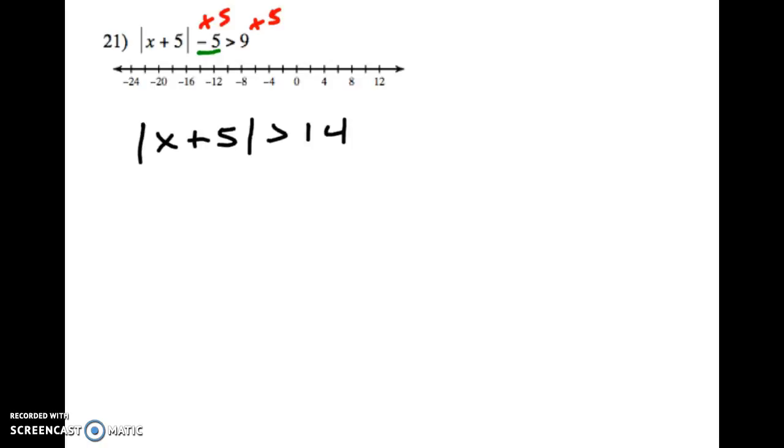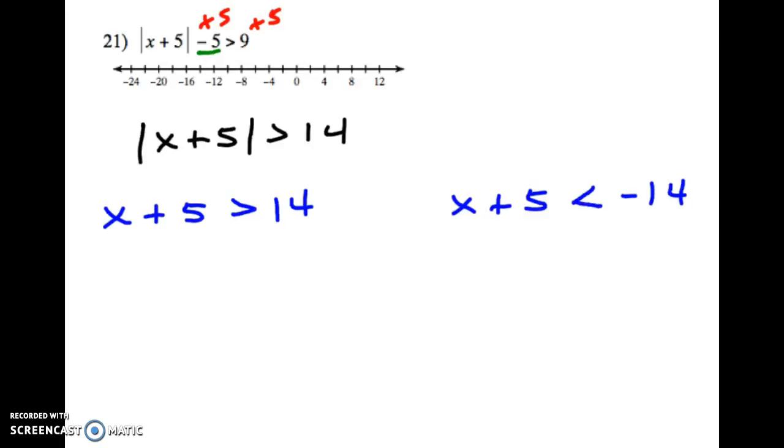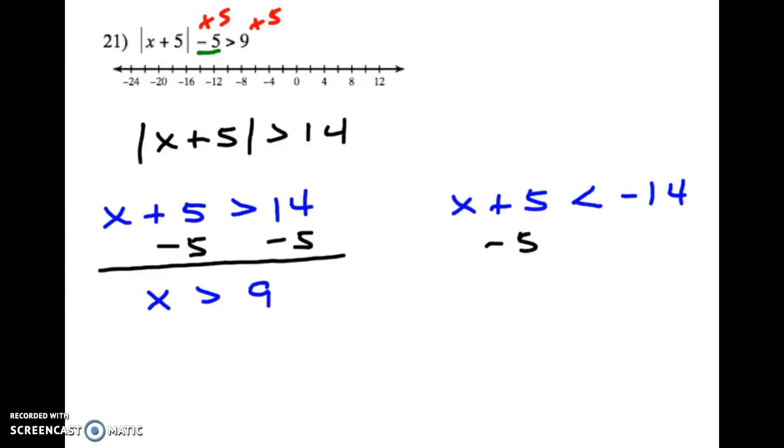Now that we have the absolute value by itself, we set up our two cases. So the first one is the same, just dropping the absolute value sign, so we'll have x plus 5 is greater than 14. For the second case, we have the x plus 5. We switch the 14 to a negative 14, and we switch the direction of the inequality. Solving. Subtract the 5. So we should get x is greater than 9 on the left. On the right, after we subtract the 5, we should get x is less than negative 19.